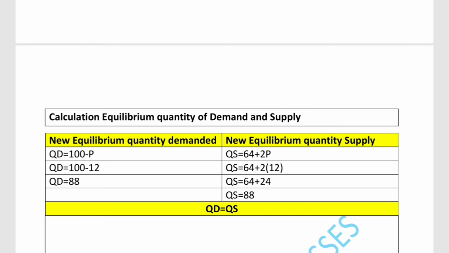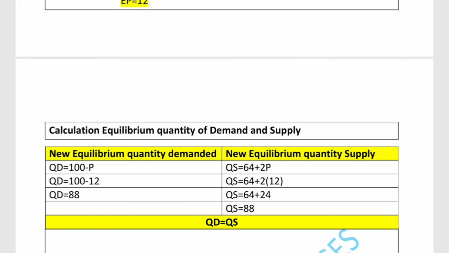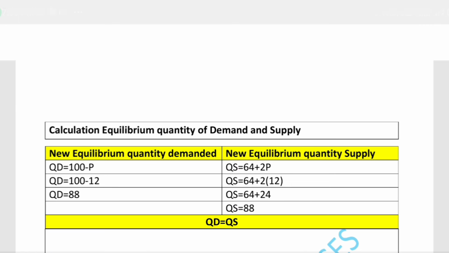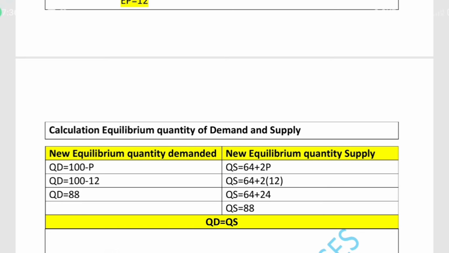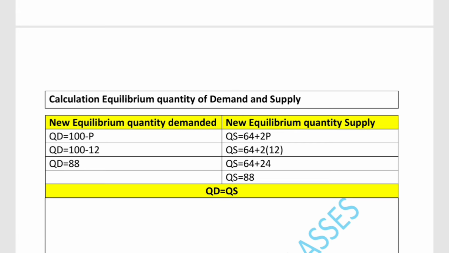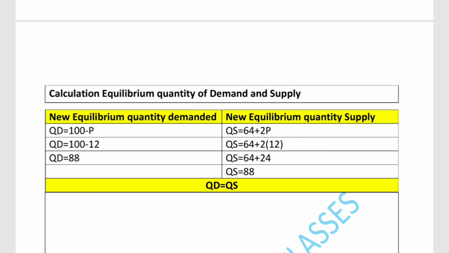Now QS is equal to 64 plus 2, and in the bracket we write the equilibrium price. What equilibrium price did we get? 12. Now QS is equal to 64 plus 2 times 12, which is 24. So QS is equal to 64 plus 24, that is QS is equal to 88. After the government imposed the 3 rupees tax, the QD we got is 88, and the QS we got is also 88. Now QD is equal to QS.